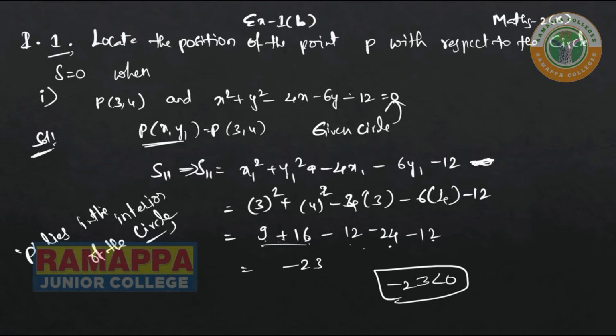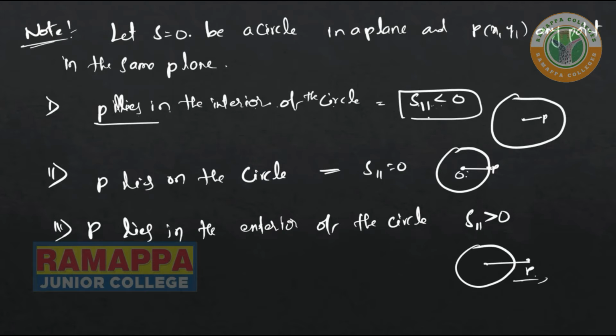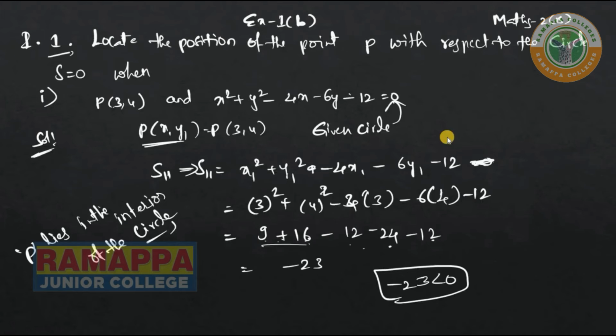So we discussed already these total conditions here. So like this it will be the interior of the circle now. So this condition we can say that this P lies on the minus 23 less than 0, no? So that's why P lies in the interior of the circle here. Now this is the solution here. Now move to the next question.